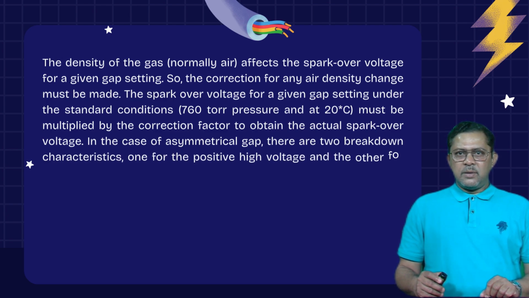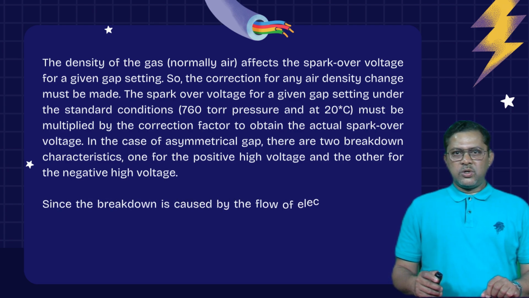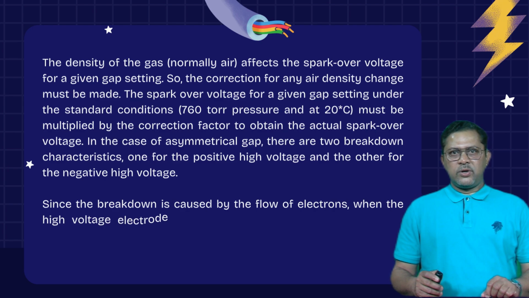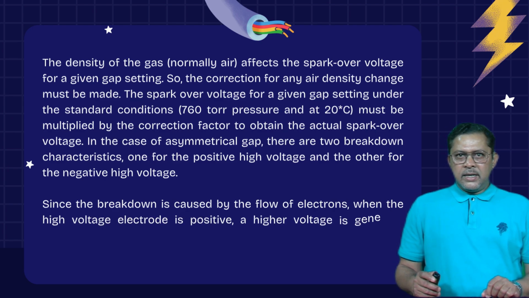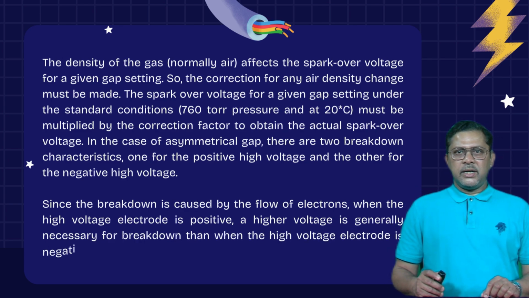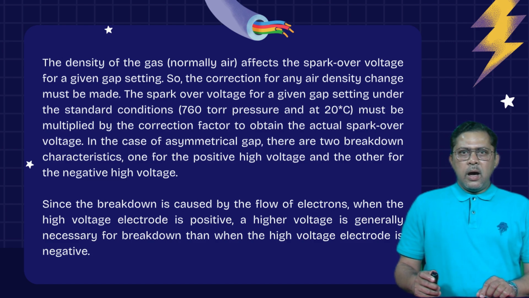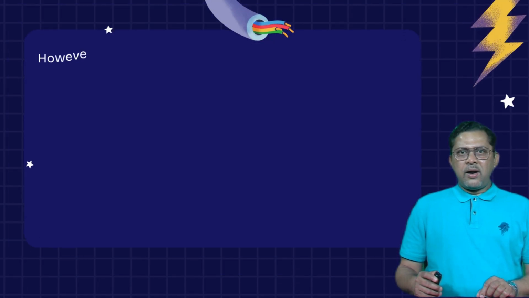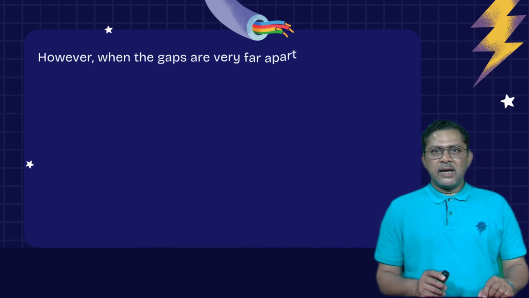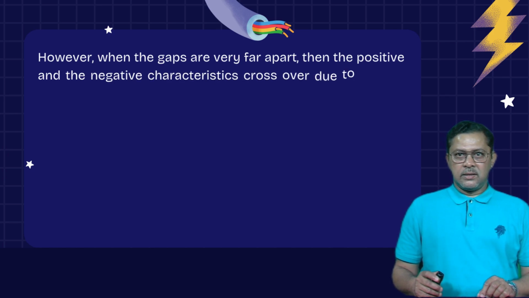In the case of asymmetrical gap, there are two breakdown characteristics, one for the positive high voltage and the other for the negative high voltage. Since the breakdown is caused by the flow of electrons, when the high voltage electrode is positive, a higher voltage is generally necessary for breakdown than when the high voltage electrode is negative. However, when the gaps are very far apart, then the positive and the negative characteristics cross over due to various space charge effects.